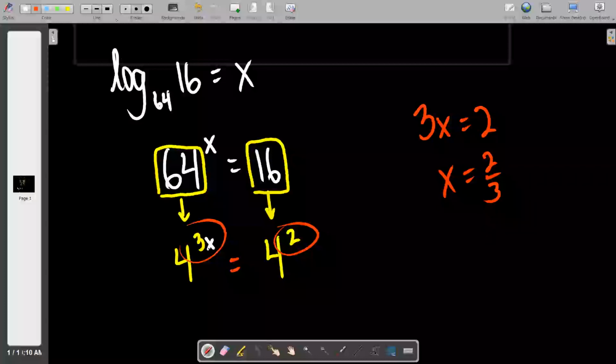If you have x equals 2/3, at least put a box around the 2/3, not that, because the x again is our creation, right? Okay. Any questions on that? Okay, let's head on down.